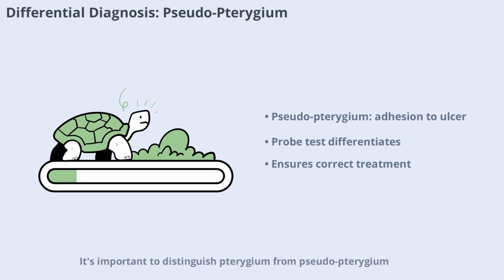It's important to distinguish pterygium from pseudo-pterygium, which is an adhesion of the bulbar conjunctiva to a marginal corneal ulcer. The probe test is a useful diagnostic tool. A probe can be easily passed beneath a pseudo-pterygium, but not under a true pterygium. Accurate diagnosis ensures appropriate management and avoids unnecessary interventions.